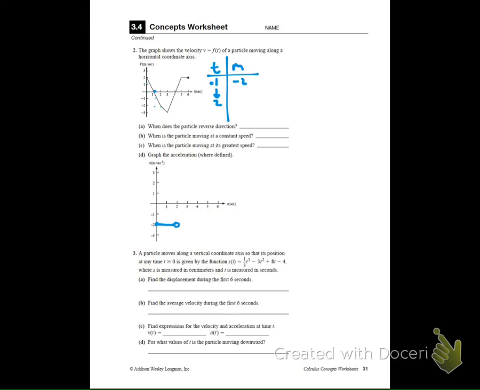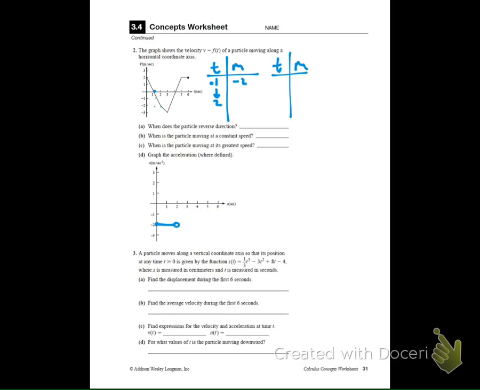And so basically we're telling a story about what the slopes of the velocity graph are for different values of t. And if we start at 2, we can just pick values of t and figure out what the slopes are. Well, where do we want to start here?